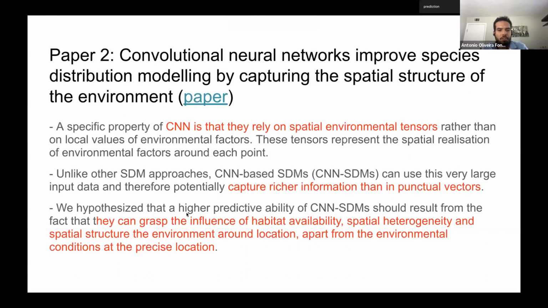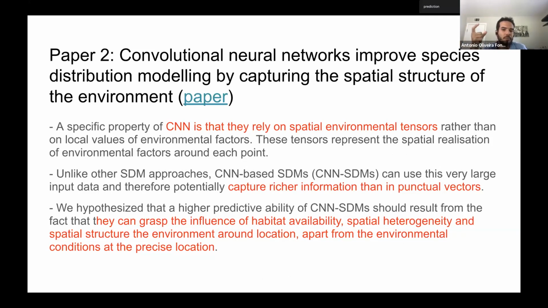So a few things that I think are interesting to point out that they write in their introduction, right? When they're motivating the use of convolutional neural networks, they say that a specific property of CNNs is that they rely on spatial environmental tensors, right? Which is essentially what we have discussed before. The other methods try to predict, from the environmental factors at one specific location, whether they might be predictive of the occurrence of a specific species in that location. Their insight is that combining this information over space might provide more insights, right?